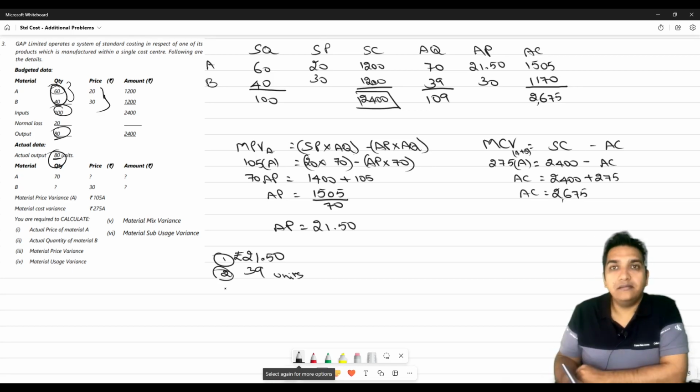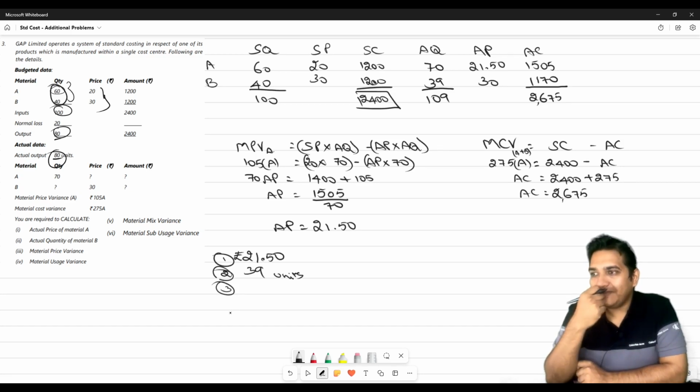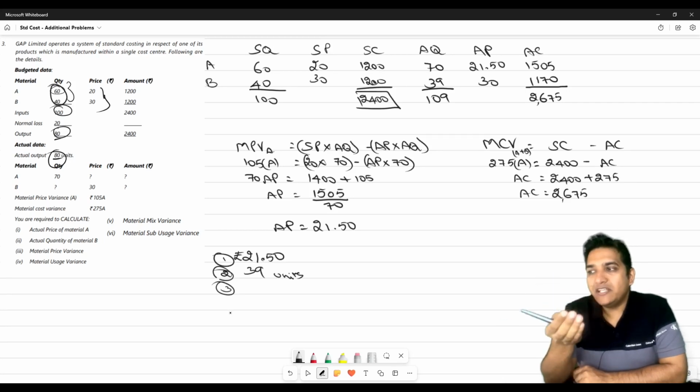Not an issue. Next, third, they are asking us to calculate material price variance. However, they do not say whether it is for A or B or in total. Since they are not talking about that, we will assume it to be total material price variance. In the question, they have already given us the price variance for A. So you have to calculate material price variance for B and add that with A to get your total material price variance, right? Then material usage variance, again you will have to calculate for A, B and in total. Material mix variance and material yield variance also you will have to calculate.